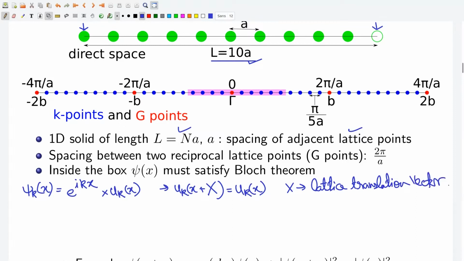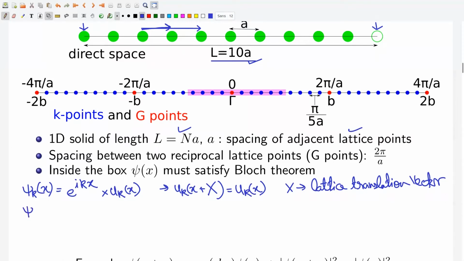A lattice translation vector is a vector which takes a lattice point to some other lattice point. For example, x equal to A is a lattice translation vector because this will take every lattice point to some other lattice point and nothing is going to change. Similarly, x equal to 2A is another lattice translation vector because it will again take one lattice point to another lattice point and nothing is going to change.